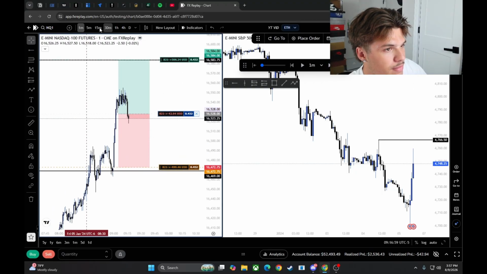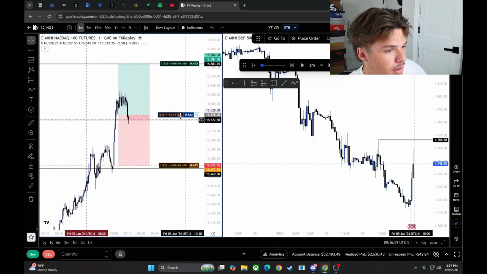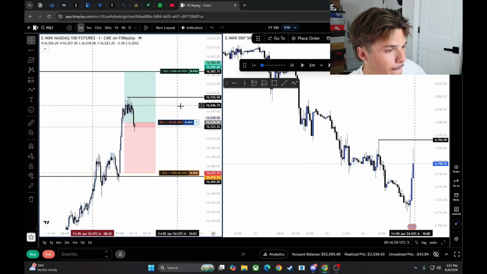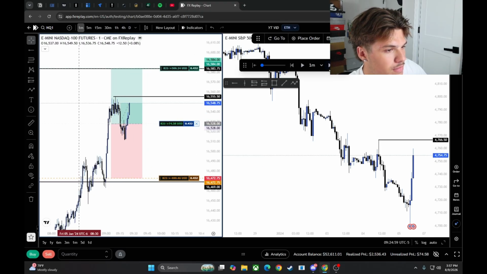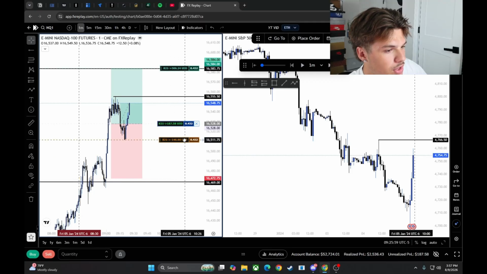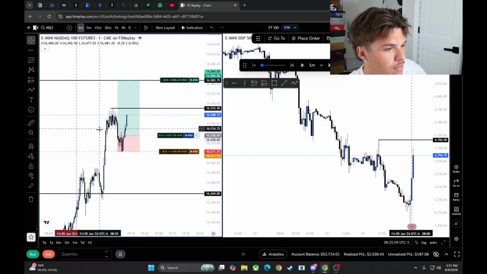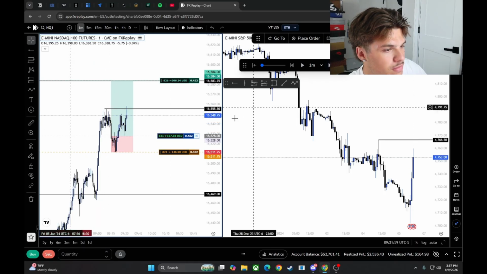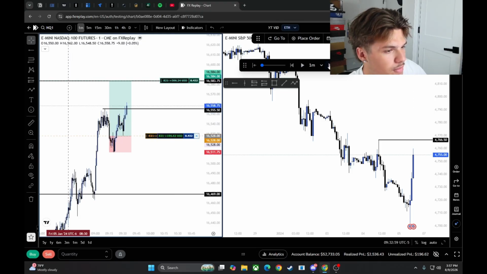Okay, we got tagged in. We got a good 15-minute close too. Yeah, I'll go break even if and when we take this internal high. Okay, trailing my stop loss now for sure. Break even. Hopefully we flush towards the draw.